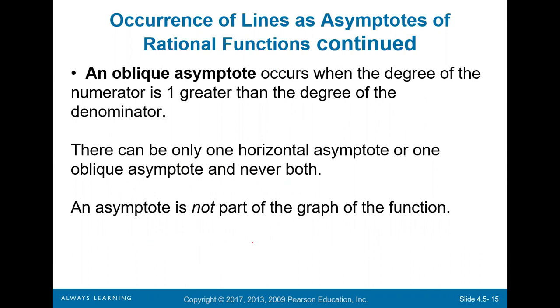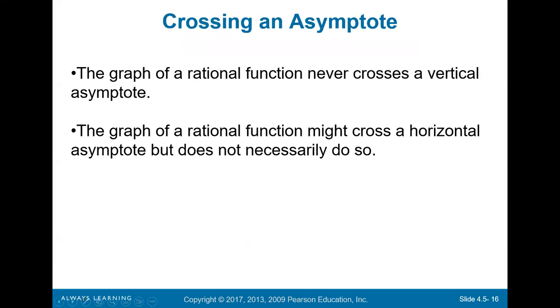An asymptote is not part of the graph of a function. Okay. So crossing an asymptote on the function, we do not cross the vertical asymptote. However, there may be times you will cross a horizontal. Doesn't mean it happens all the time, but you can cross the horizontal asymptote. But no on the vertical.